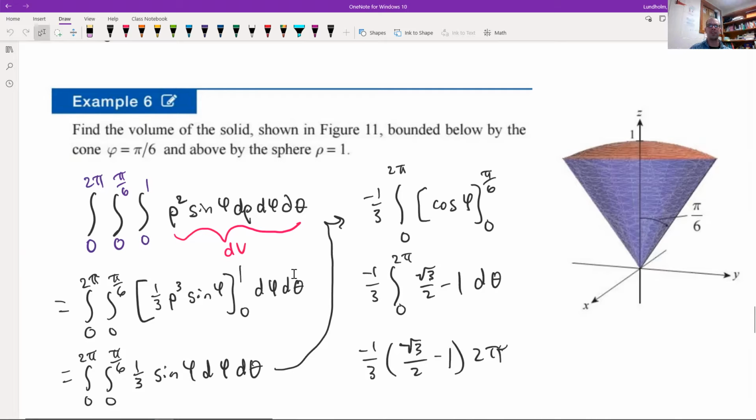So this one wasn't too bad either. Then you would go through the motions of evaluating this integral with respect to rho first, just undoing the power rule there. Sine of phi just acts like a constant. And then keep going, and eventually you get this wonderful fraction, which I never ended up solving out for a specific decimal answer.